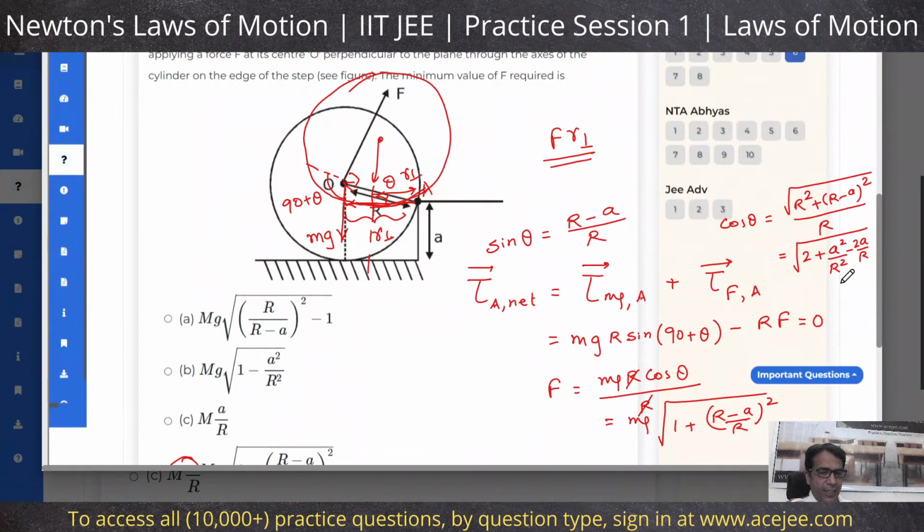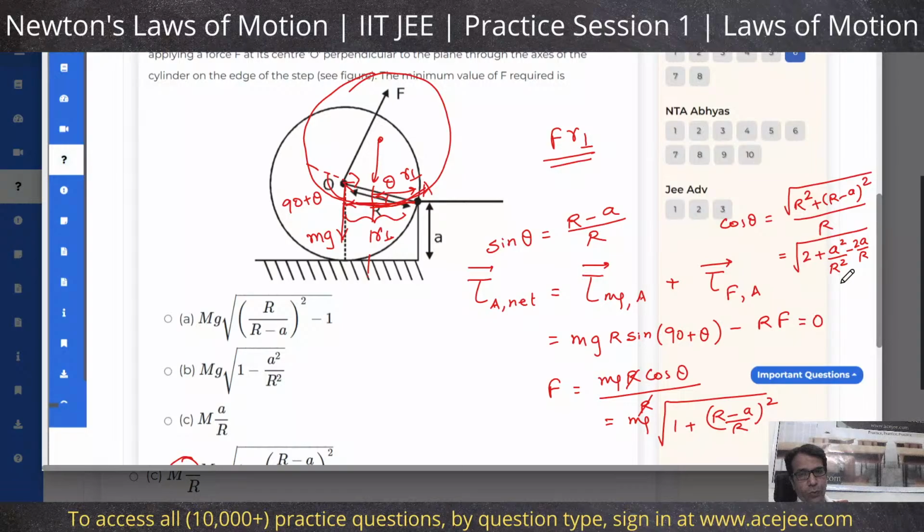Is this part clear that we are saying it should provide just enough torque to counter the maximum torque due to mg? Torque due to mg is changing as you are lifting the cylinder up. The torque due to mg is reducing. In other words, it becomes easier to further pull it up. So you want enough torque to counter the initial torque due to mg. So that's what we wrote here.